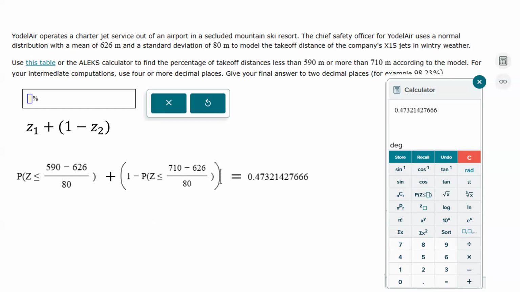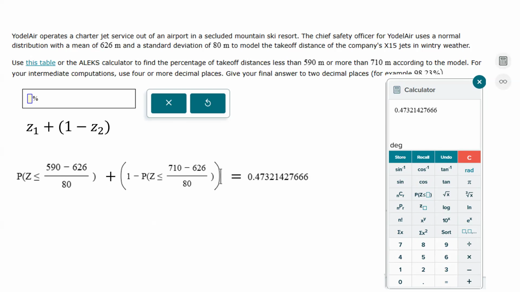I do know I'm supposed to round it to 2 decimal places, but first I know it's a percentage. So I'm going to convert this to a percentage. Now, a lot of you feel you have to type in the calculator times 100, which works. There's nothing wrong with that. That's fine. I'm just going to move the decimal place 2 places over and say, well, this is 47.32. So it'll take 47.32.